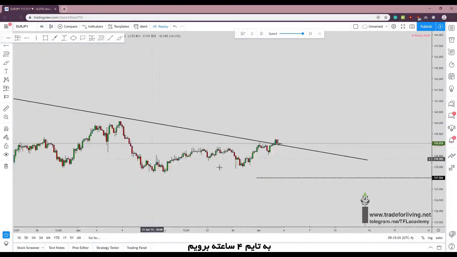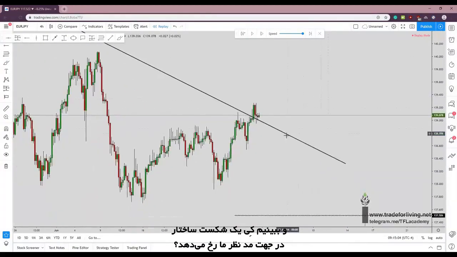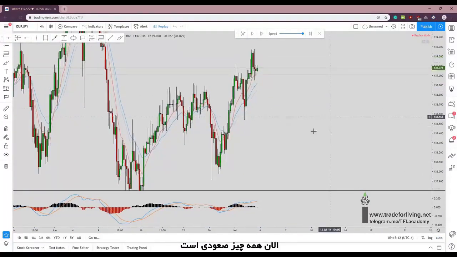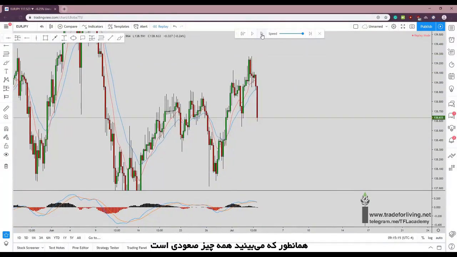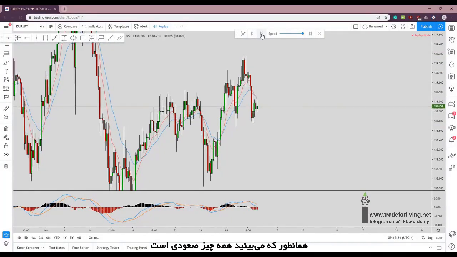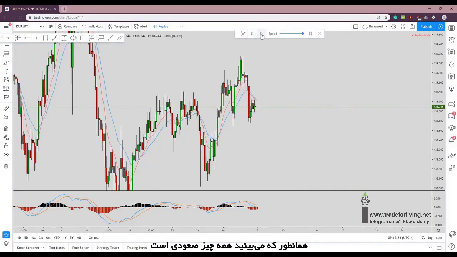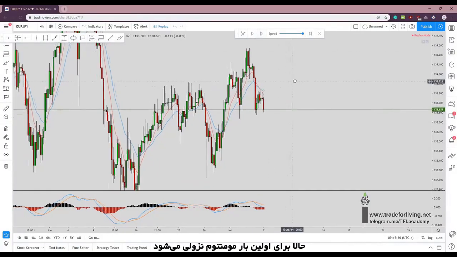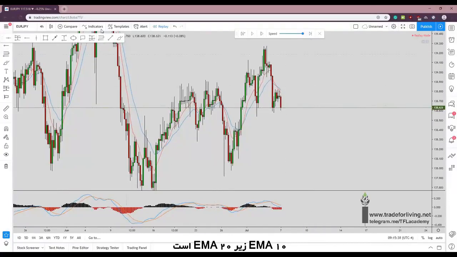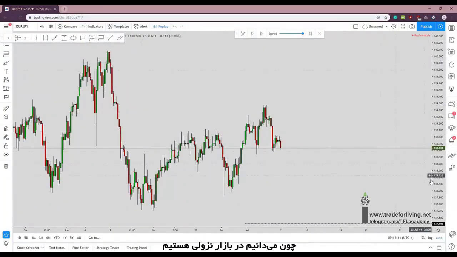Let's go on the 4 hour time frame and let's see when we get basically a break of structure in our favor and the momentum to shift in our favor. Now at the moment everything is still bullish, as you can see. Everything is still bullish. Now this is the first time that the momentum shifts to the downside. As you can see, now the MACD is below the 0. 10 EMA crossed below the 20 EMA. Perfect. We can now delete all indicators because we know that we are in a bearish market.